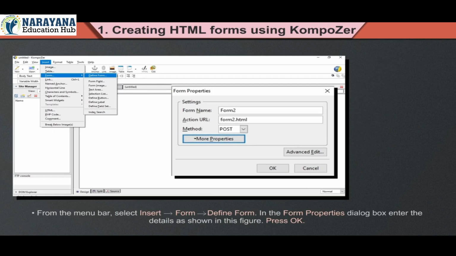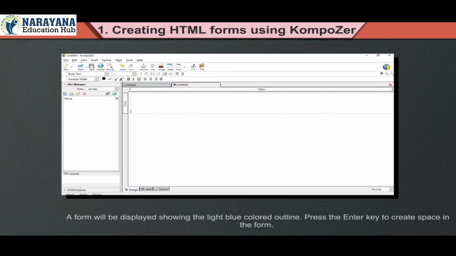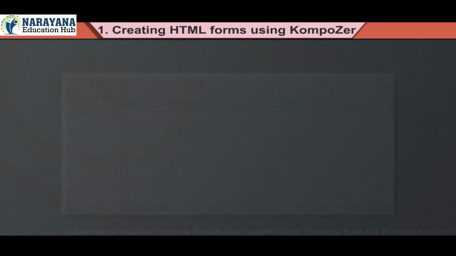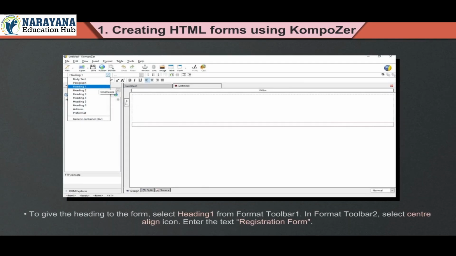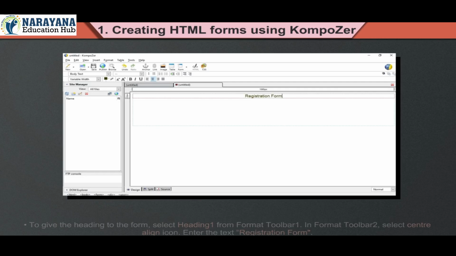In the Form Properties dialog box, enter the details as shown in this figure. Press OK. A form will be displayed showing the light blue colored outline. Press the Enter key to create space in the form. To give the heading to the form, select Heading 1 from Format Toolbar 1. In Format Toolbar 2, select Center Align icon. Enter the text Registration Form.